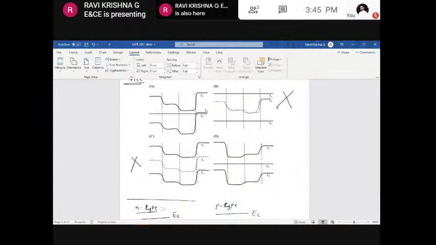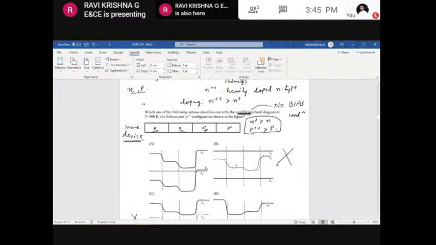Now let's look at option A and option D. Before moving on to them, we need to know something about this particular case. Just observe this. This is the P-type semiconductor region, right? This is the P double plus semiconductor region, and this is the P-type semiconductor region.